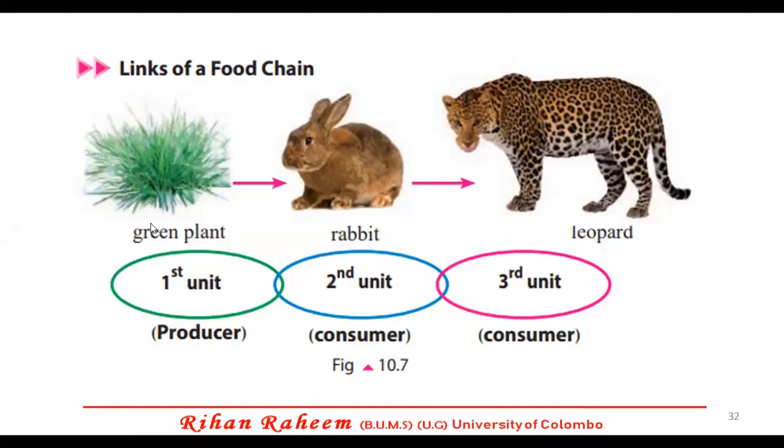Okay, so the plants are getting energy from the sunlight. They are doing photosynthesis and storing all the food, and then that food is eaten by the rabbit, and that is storing that food, and that is eaten by the leopard, and that is how the energy is transmitted. That is how the food is transmitted. This is showing the clear relationship between animal and animal, animal and plant.